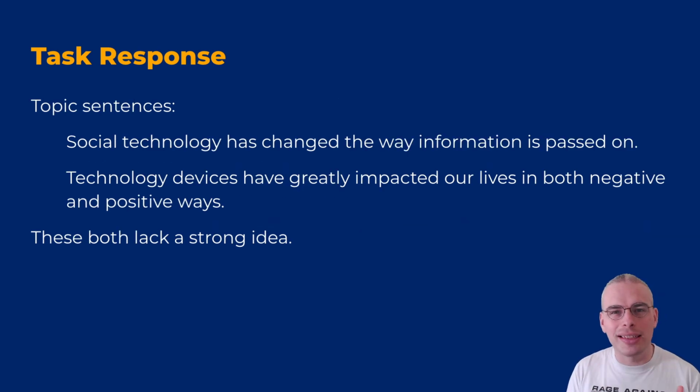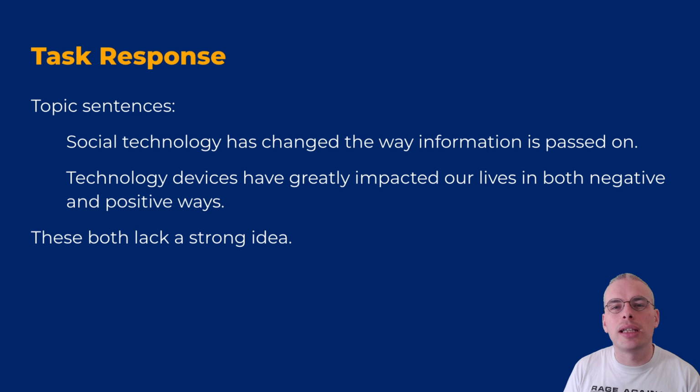Now, while he's answered both of these questions, I do also think he could be a little bit more specific with how he's gone about answering them. So if we have a look at these 2 topic sentences here, the first one says, social technology has changed the way information is passed on. But it doesn't really say how it is passed on or what the change has been. So that could be a little bit more specific.